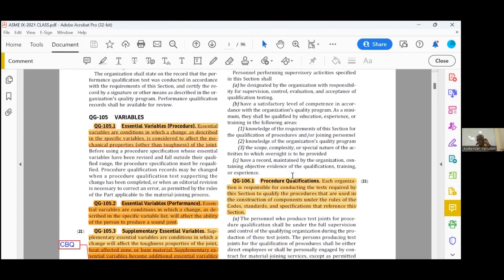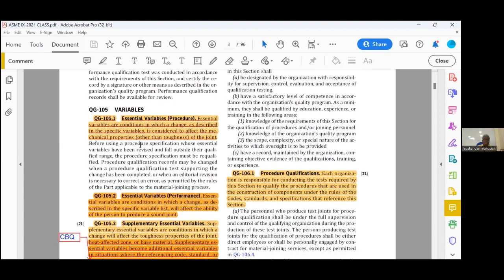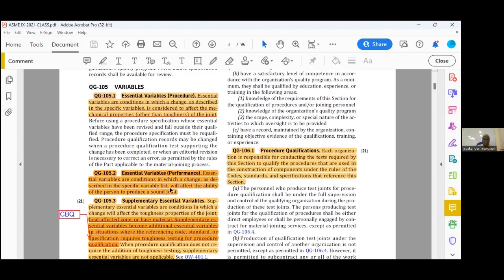The next page, essential variables procedure. Essential variables are conditions in which a change is considered to affect the mechanical properties, other than toughness, of the joint. Performance essential variables are conditions in which a change will affect the ability of the person to produce a sound joint. That is performance essential variable.